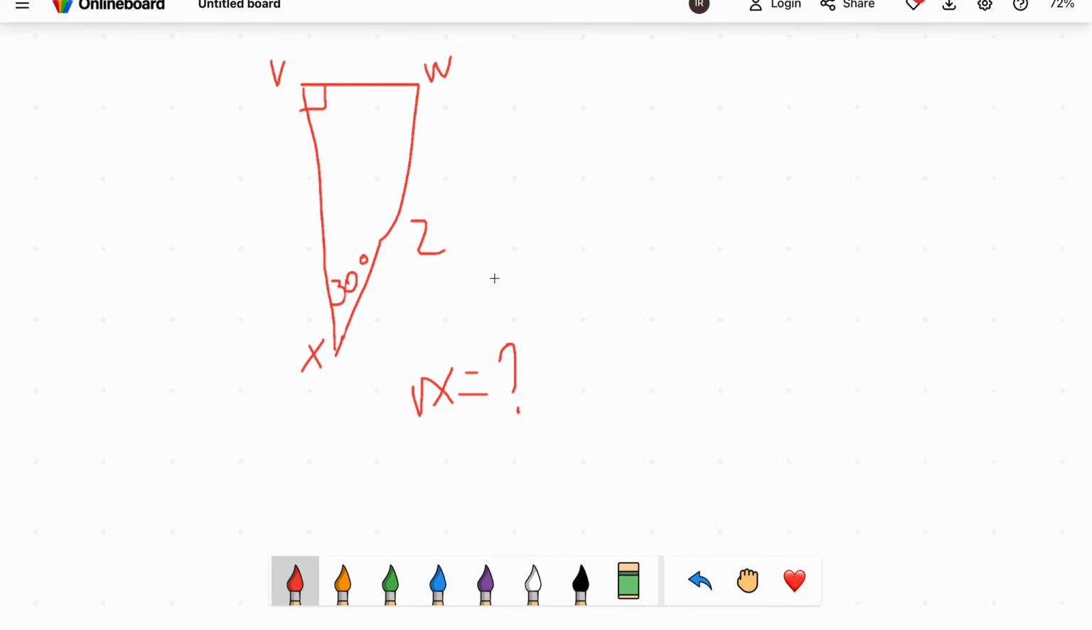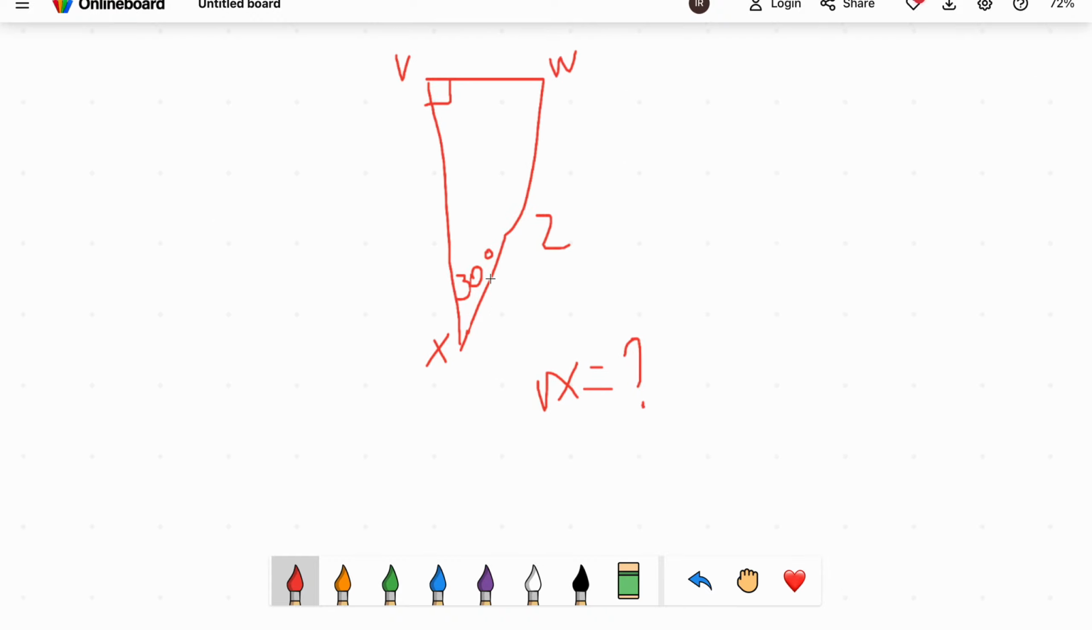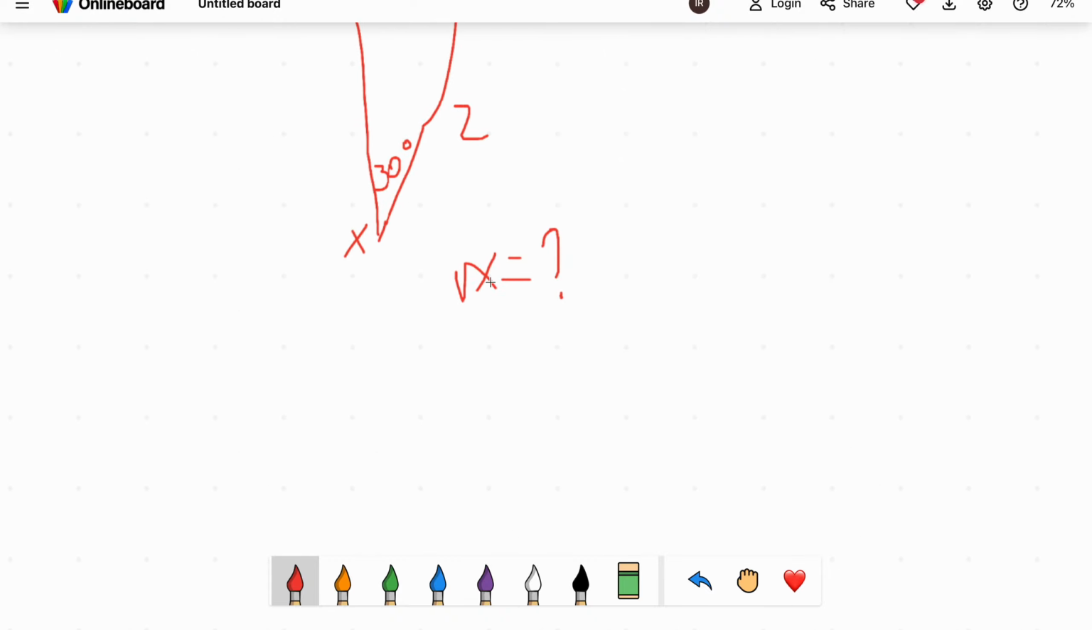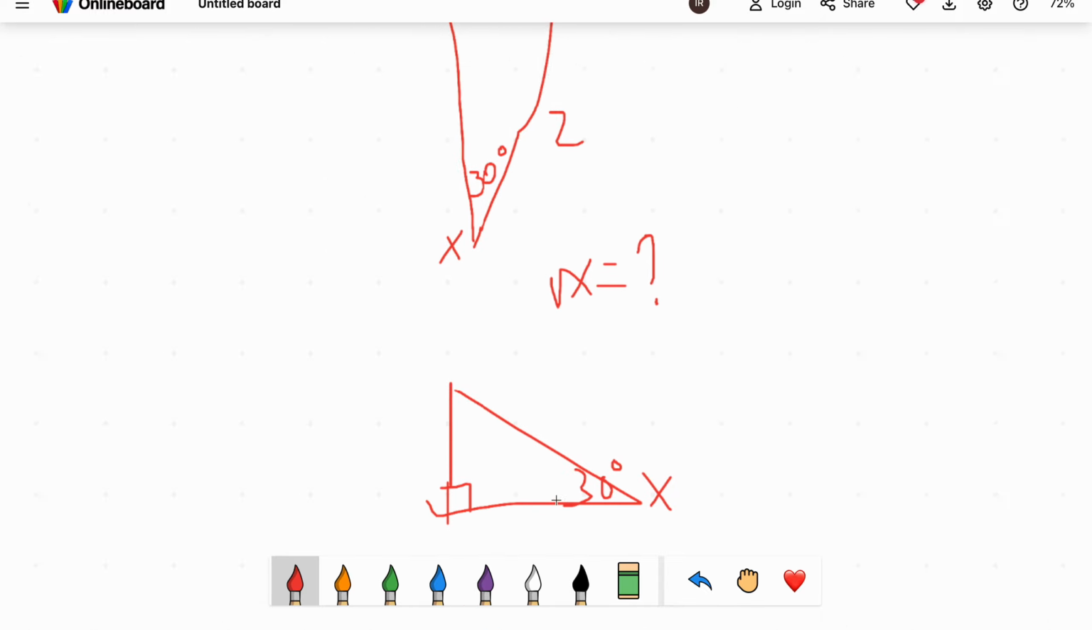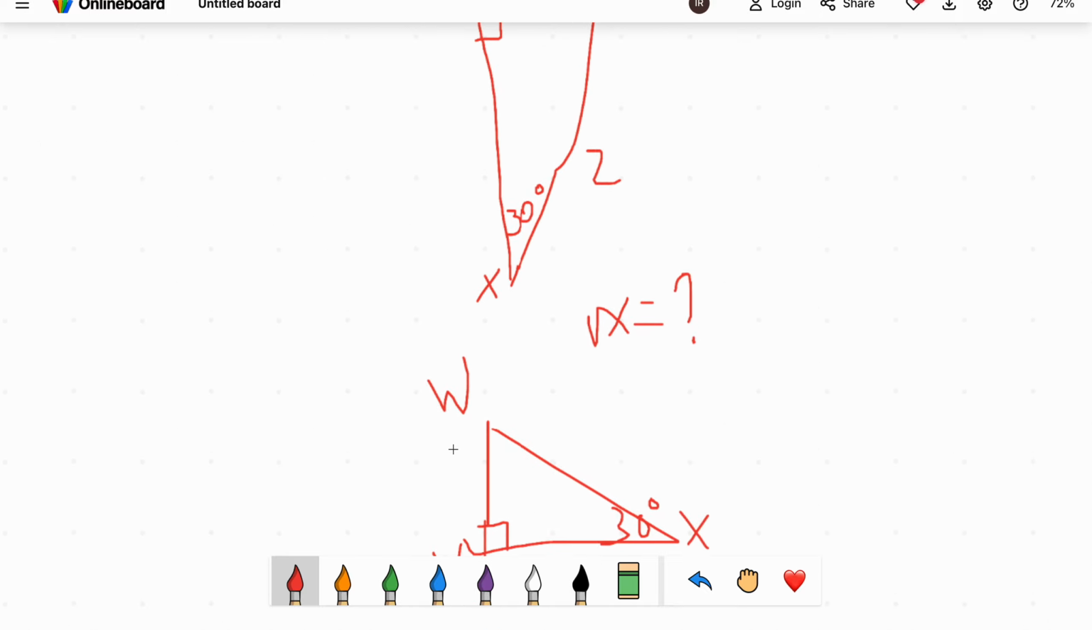So in order to find Vx, what we can do is actually just flip the shape. So let's just flip the shape really quick. And right now, let's draw a right triangle. We have 30 degrees as an angle theta, one of them, right? And after we draw that, we can do W, we can do V, right? We can see these things, right?